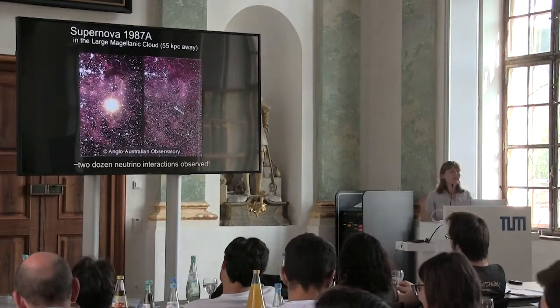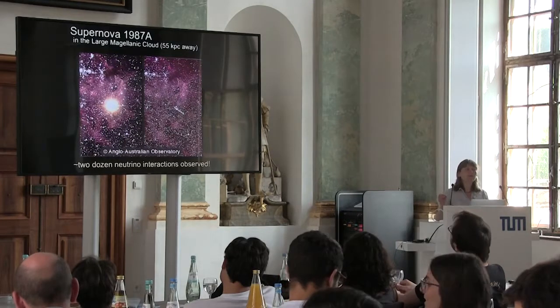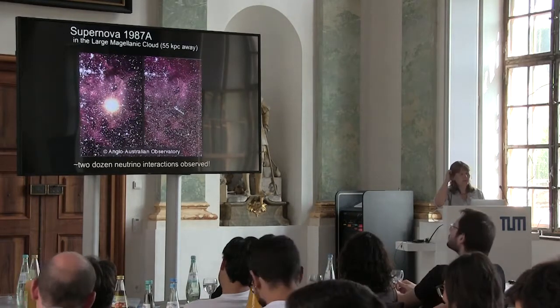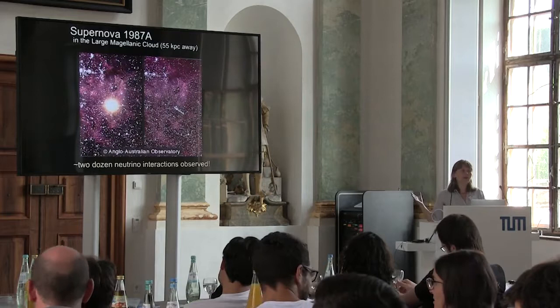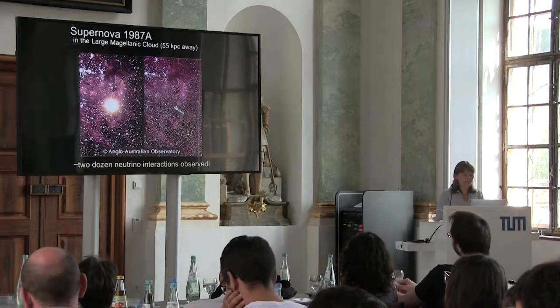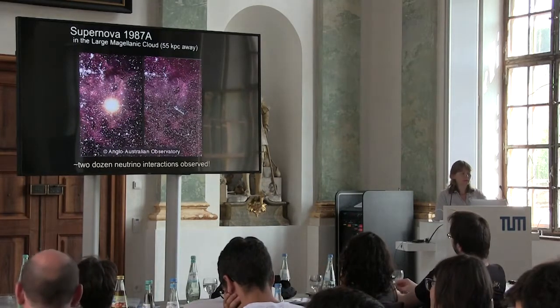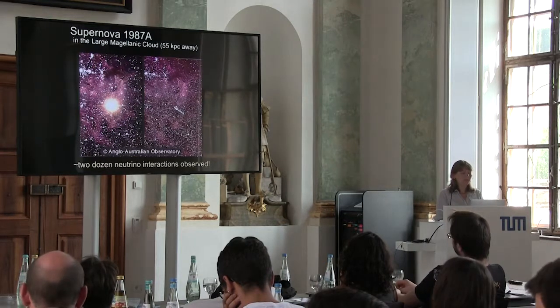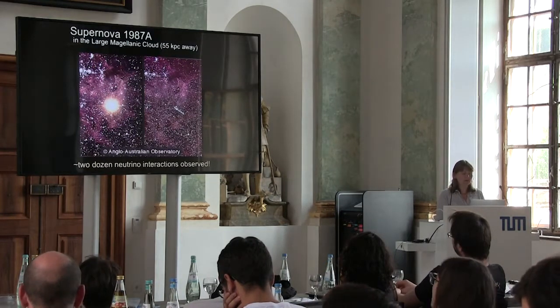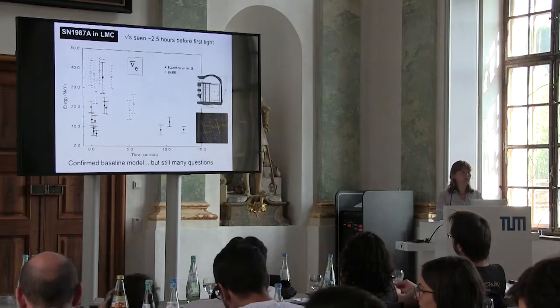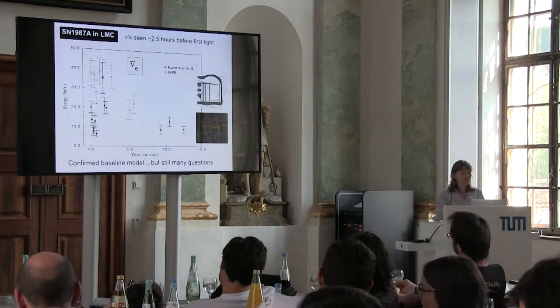Let me just take a brief diversion to mention supernova 1987A. This is a famous supernova that happened just outside of our galaxy, at about 55 kiloparsecs from Earth. The center of the galaxy is about 10 kiloparsecs away. And we saw a couple dozen neutrino interactions. Here they are, some famous ones.